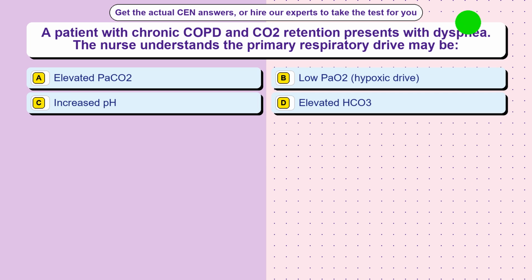Question 40. A patient with chronic COPD and CO2 retention presents with dyspnea. The nurse understands the primary respiratory drive may be Option A, elevated PaCO2. Option B, low PaO2, hypoxic drive. Option C, increased pH. Option D, elevated HCO3.